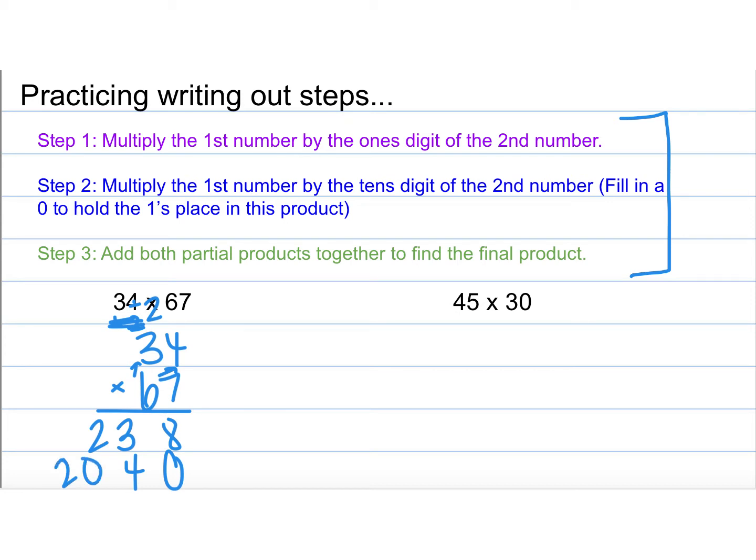Step 3, add both partial products. These are your partial products. We are going to add those together to find the final product or the final answer. So 8 plus 0, 3 plus 4, 2 plus 0, and 2 for a final answer of 2,278. If you feel comfortable, do this next one on your own. Otherwise, we'll continue to go through it together.